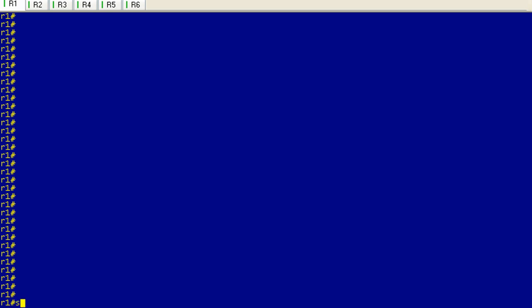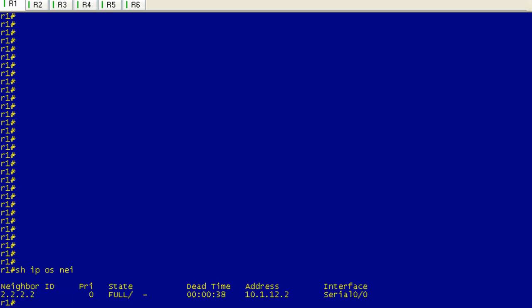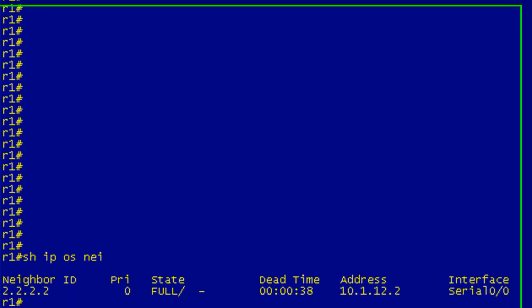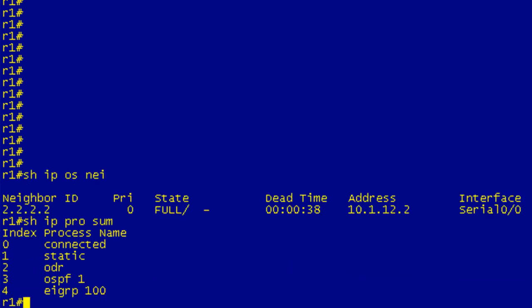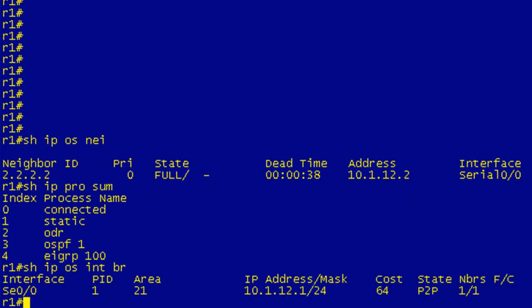All right, so I'm on R1. If I do a show IP OSPF neighbors, you can see that we do have a neighbor relationship with R2. If I do a show IP protocol summary, you can see that we are running both OSPF and EIGRP. So now if I do a show IP OSPF interface brief, and if you're not familiar with these commands at this point, don't worry about this. This is just pointing out the obvious that we're running both OSPF and EIGRP on here.